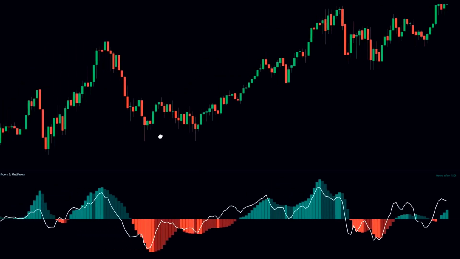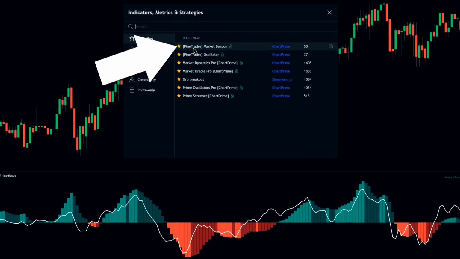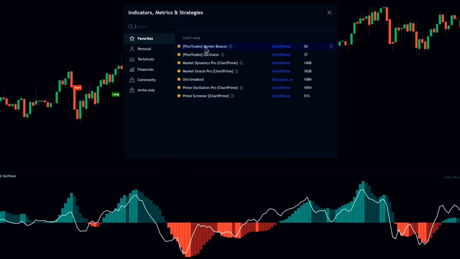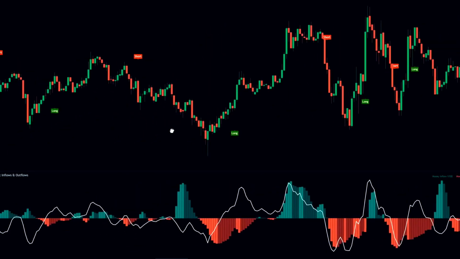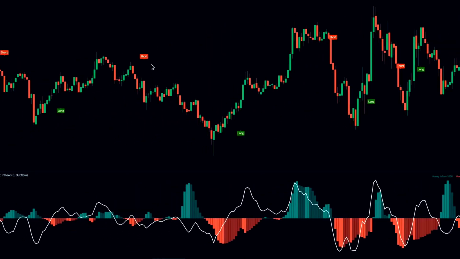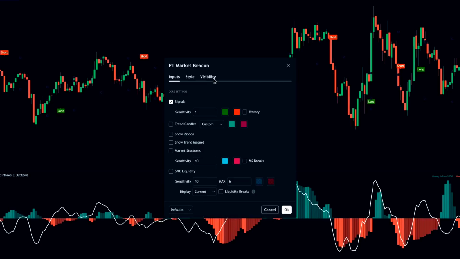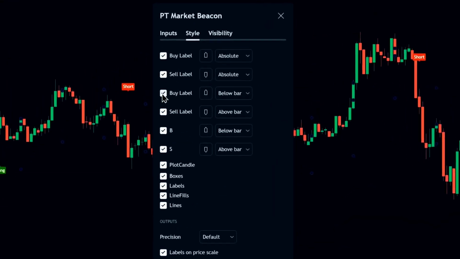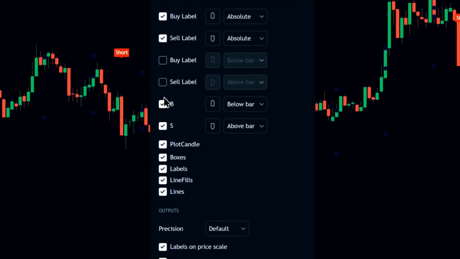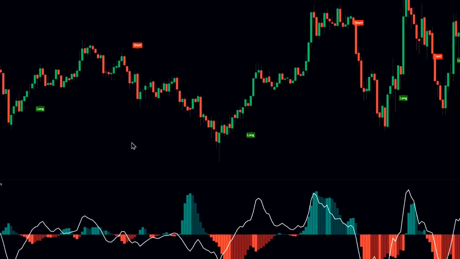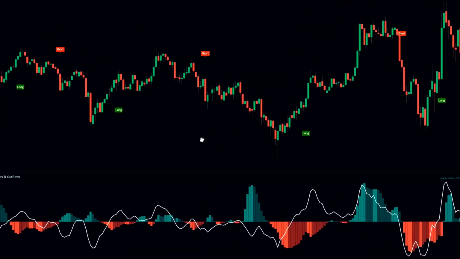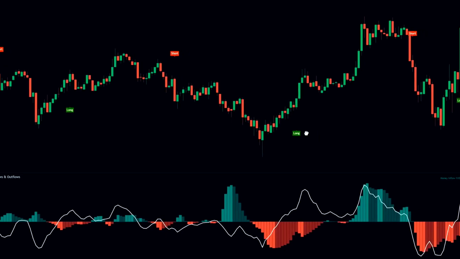Let's go over the first strategy now. We're going to add an indicator called the PT Market Beacon, a custom indicator that I'm going to show you how to combine with the open interest inflows and outflows indicator for a simple but powerful strategy. First, double-click on the PT Market Beacon indicator, then head to the Style tab. From there, you'll want to disable the second buy label, the sell label, the BS plot, the candle boxes, the labels, and the line fills. After that, click OK. The PT Market Beacon is a buy-sell indicator that uses advanced price action techniques to generate super accurate long and short signals.